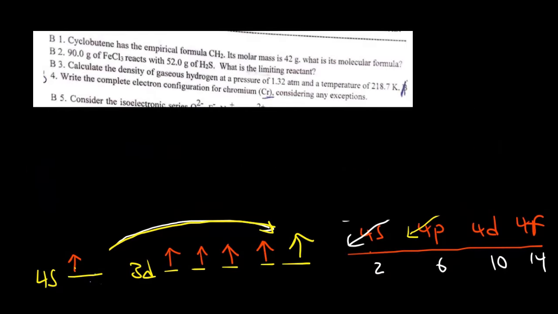Okay, so the next question, what is it saying? We are looking at question number 5 here. They are saying consider the isoelectronic series O 2 minus, F minus, Na plus, and then Mg 2 plus. The question is, arrange these ions in order of increasing ionic radius. So this question is very simple, guys.